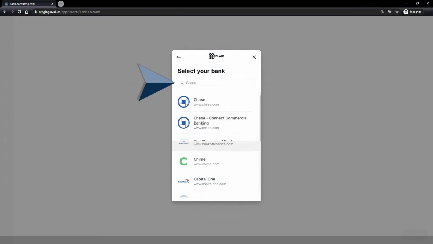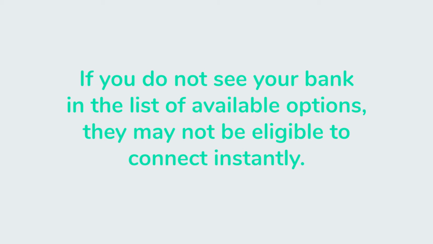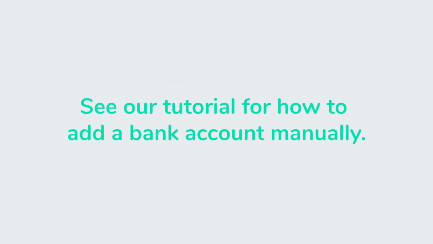Next, select your bank institution from the list of partner banks. If you do not see your bank in the list of available options, they may not be eligible to connect instantly. In this case, see our tutorial for how to add a bank account manually for more information.